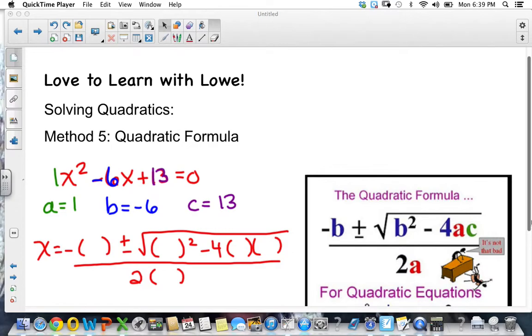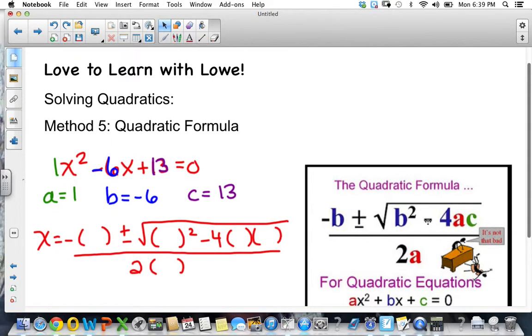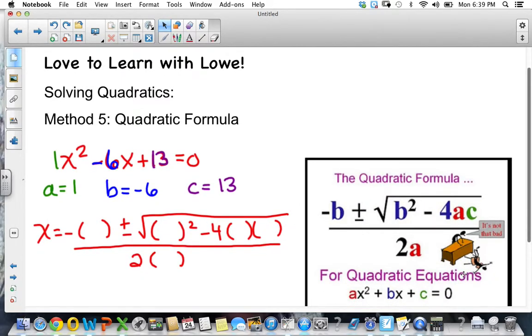So this quadratic formula is a formula you should memorize. Negative b plus or minus the square root of b squared minus 4ac, all divided by 2a. And that's assuming that the quadratic is in standard form, which is ax squared plus bx plus c.